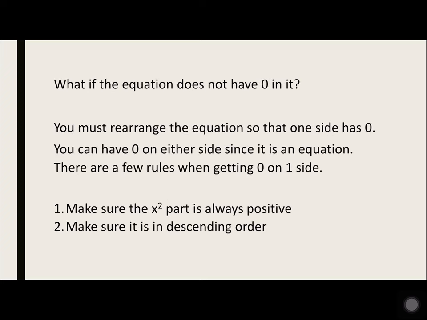What if the equation does not have 0 in it? You must rearrange the equation so that one side has 0. You can have 0 on either side since it is an equation. There are a few rules when getting 0 on one side. Number 1, make sure the x squared part is always positive. Number 2, make sure it is in descending order.